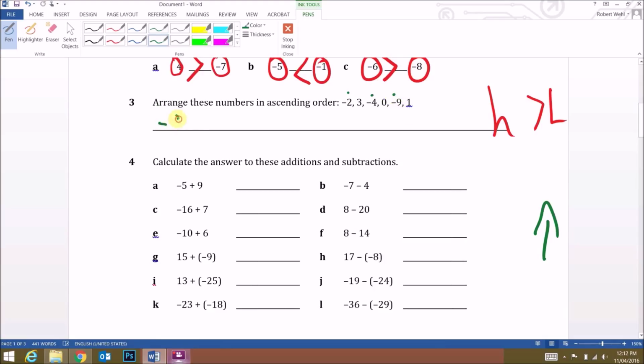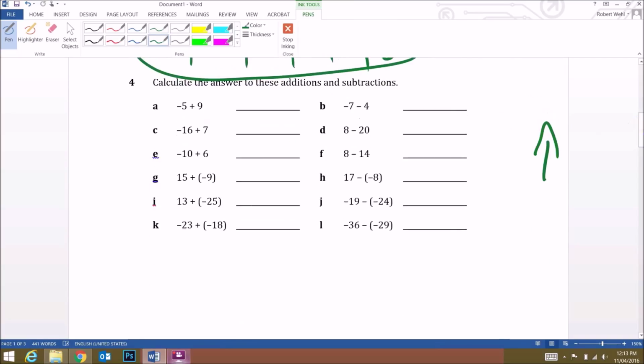-9 is the smallest, so we'll start with him. And then -4 is next, and then -2. And usually I'll cross these off as I go. Then I have 0, so 0 is obviously going to be next. And I've got 1 and 3, so 1 comes first, and then 3. Okay, so that's my answer there.